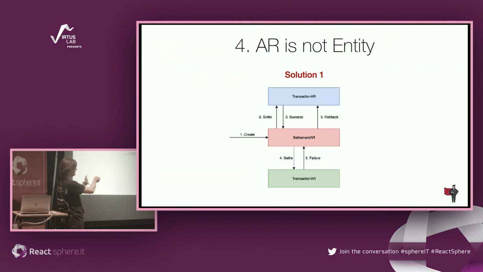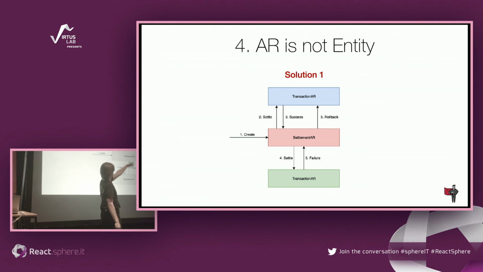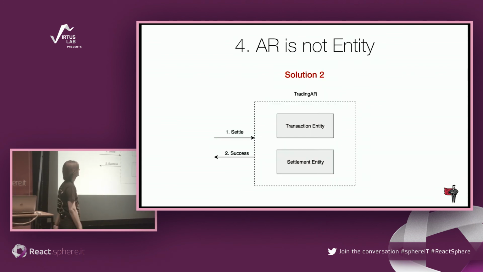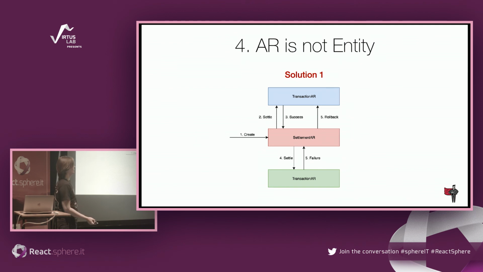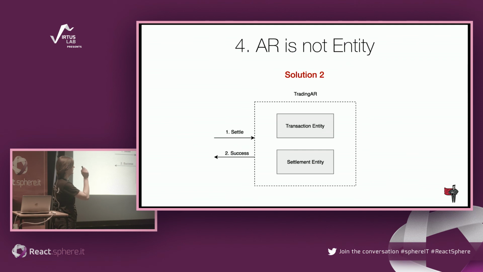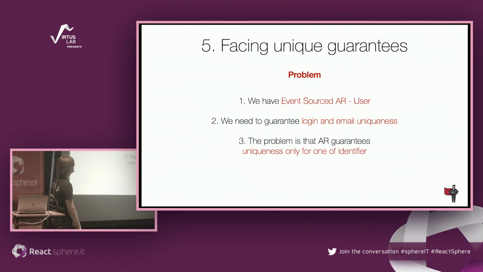You can do it this way and face these problems, or you can do it this way. So remember, aggregate root is not an entity. So if someone is using aggregate roots and event sourcing, etc., or just has a lot of simple, smaller parts of the domain which are just entities, transaction, settlement, user, etc., it's something wrong. It should be done like this. It should be done like this. Okay, facing unique guarantees. It's a headache.